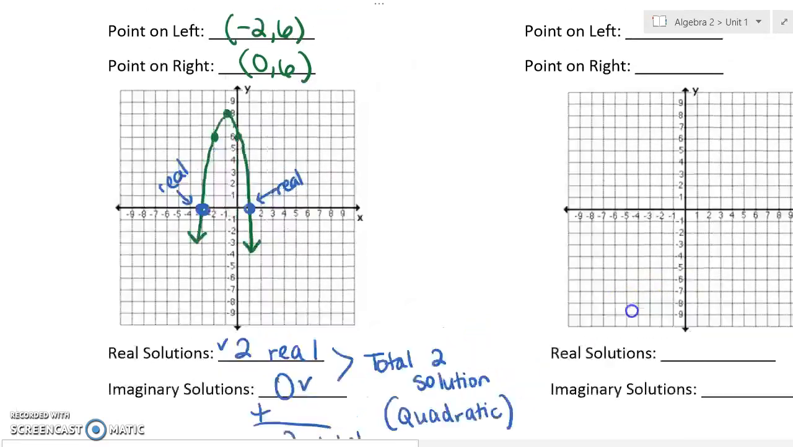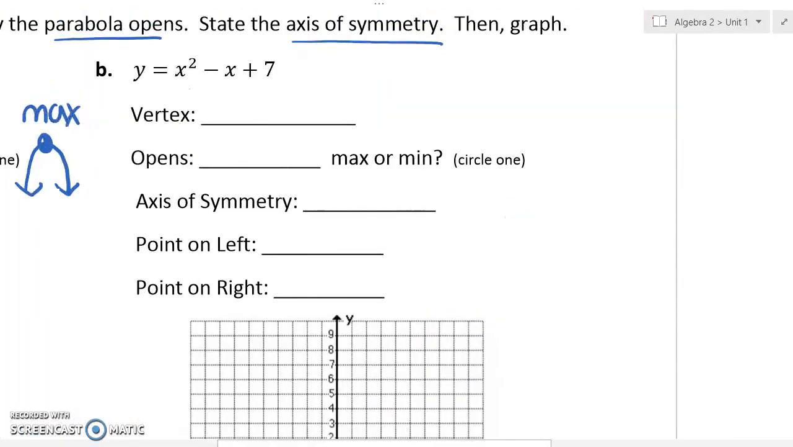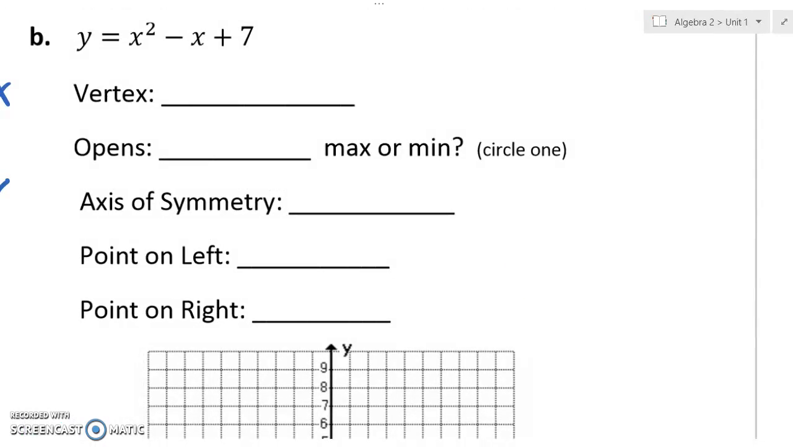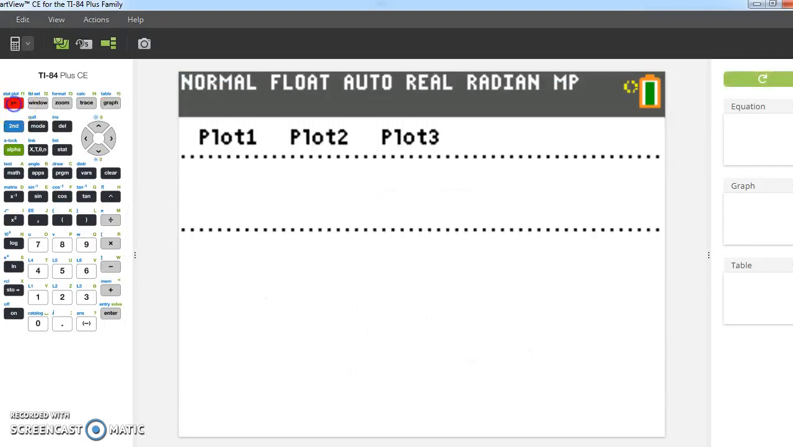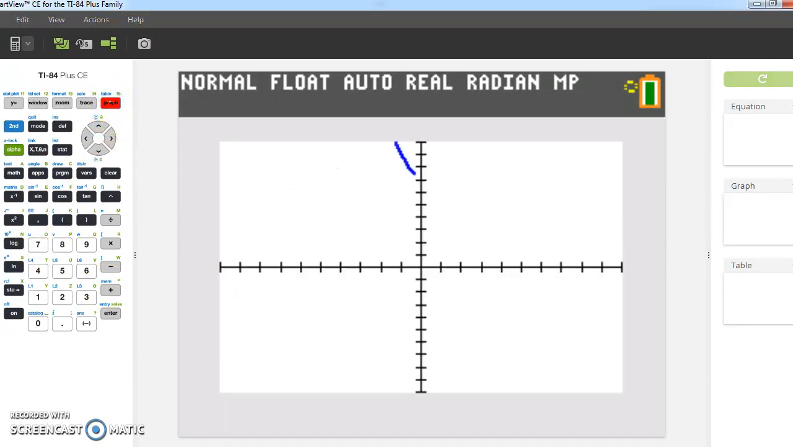All right, let's look at example B. We're going to repeat the same process again. So we are going to put y equals x squared minus x plus 7 in our calculator. So go to your y equals again, clear what you have here, and let's retype it. X squared minus x plus 7. And then I'm going to go ahead and graph the image. Ooh, look at that, it's not touching the x-axis. Ooh, that's interesting. So we'll talk about what that means.